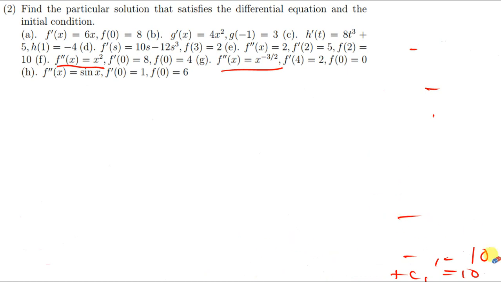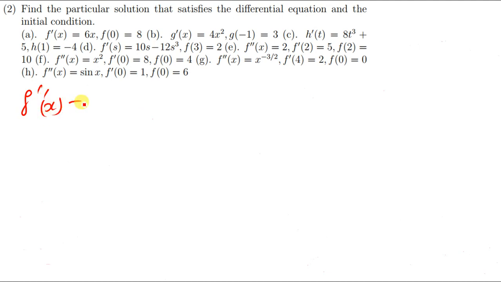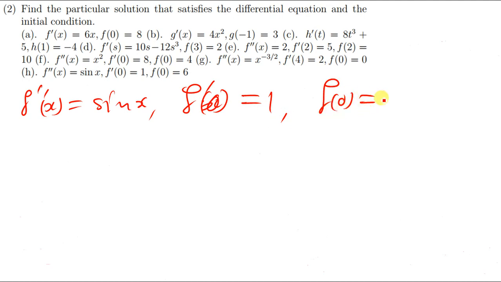Okay, so this one is also straightforward. So I have f prime prime of x is equal to sine x, then f prime of 0 is given to be 1, then f of 0 is given to be 6. So the first one here, we integrate this part and also that part.